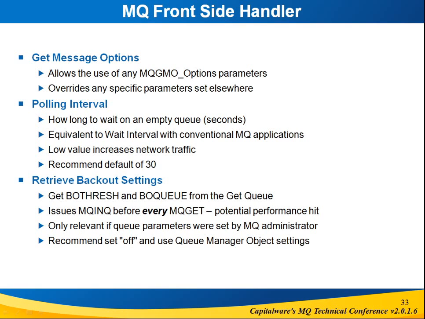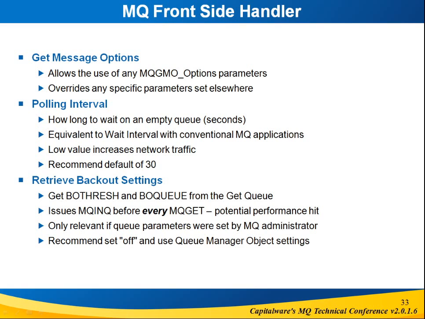Retrieve backout settings. Remember, back on the queue manager connection object, we specified the backout threshold and backout queue names. Those were the default values. In the individual front-side handler, you can set this parameter on and you can say, I would like to retrieve the BO thresh and BO queue names from the queue itself, from the individual queue that we're getting from. And this is only relevant to this one input queue. In other words, any other front-side handlers that don't have retrieve backout settings will not be affected by this. It only affects this one instance of the front-side handler.